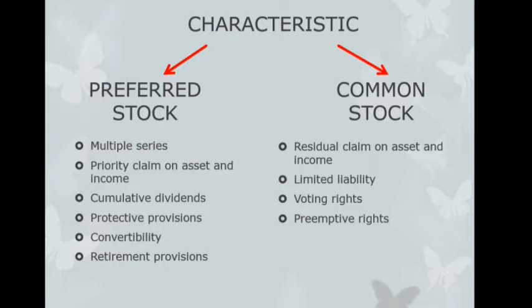The last one is preemptive right. Preemptive right entitles the common stock shareholder to maintain a proportionate share of ownership in the firm. Thus, if a shareholder currently owns 5% of the shares, he or she has the right to purchase 5% of the shares when new shares are issued.